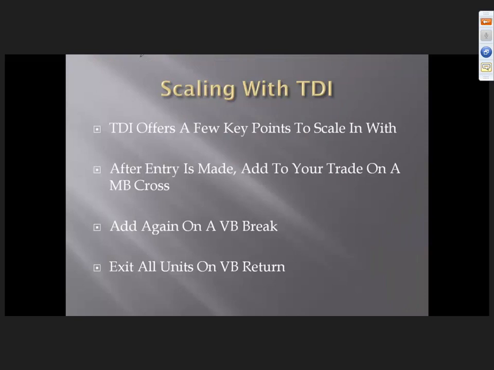Okay. TDI offers a few key points to scale in. After entry is made, add to your trade on a market baseline cross. Add again on a volatility band break in the right context. Exit all units on a return back from the volatility band, just like I showed you. But here's what I'm talking about. If you get a shark fin and you add to your trade, you're going the wrong way, man. It has to be when the trend is running to break outside of the band. You don't just add because, oh, it broke out of the band. Steve said add another trade.